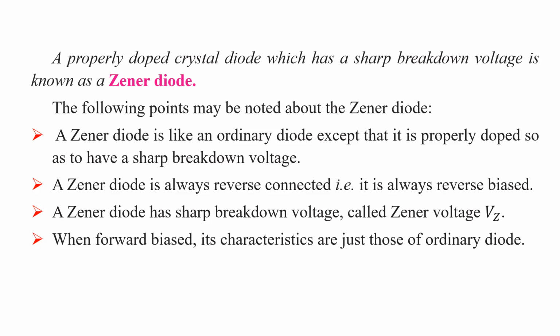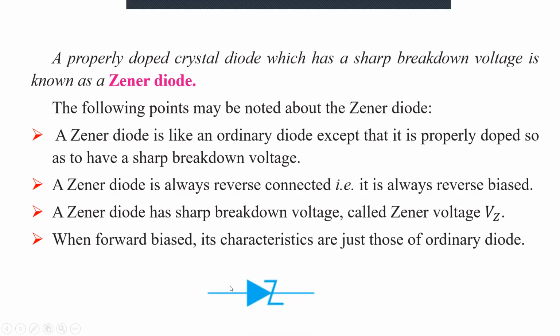This Zener diode has a sharp breakdown voltage, and we call that voltage the Zener voltage. In an ordinary diode, that sharp increase in current is called breakdown. Here, the voltage at which there is a sharp increase in the current when it is reverse biased is called the Zener voltage, and we represent it by Vz. When it is forward biased, as I have already told you, it will have the same characteristics as that of the ordinary diode.